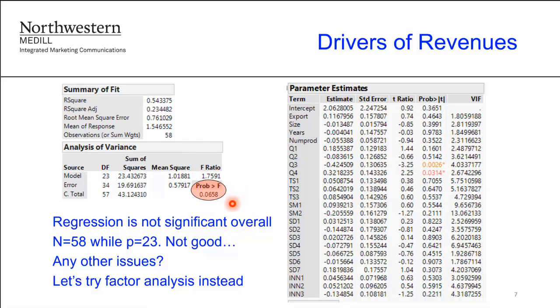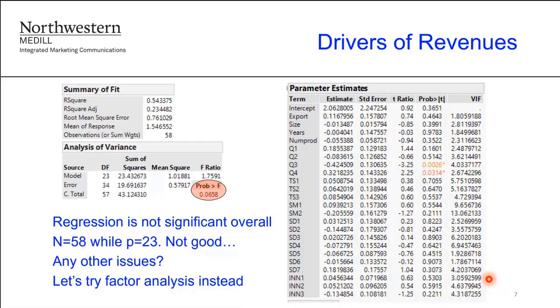So at a significance level of 0.05, if the p-value is greater than 0.05, then that says this model is not significant, right? If you look at this p-value, it's over 0.05. So at the significance level of 0.05, the model is not significant, okay? So the regression is not significant overall. This is not good. And another issue is that we have a multicollinearity issue here as well, okay?